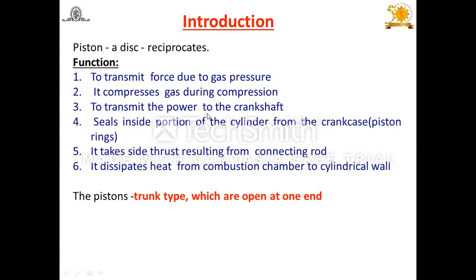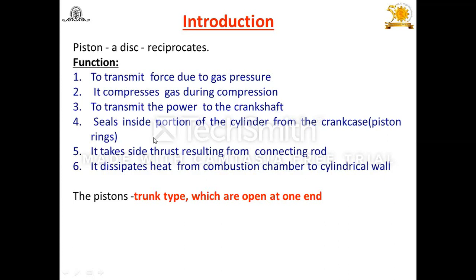The next function is to transmit the power to the crankshaft. As we have seen in the earlier session, the piston is connected to the connecting rod, and the large big end of the connecting rod is connected to the crankshaft. After the power stroke, when the gas exerts pressure on the piston head, the piston and connecting rod move, and because of that it transmits the power to the crankshaft through the connecting rod.